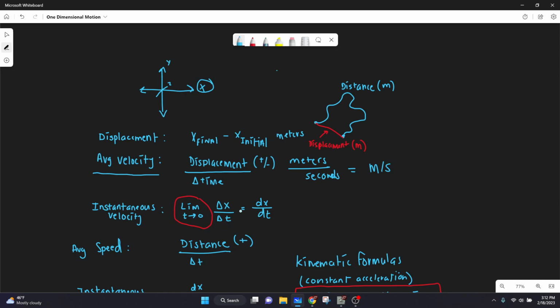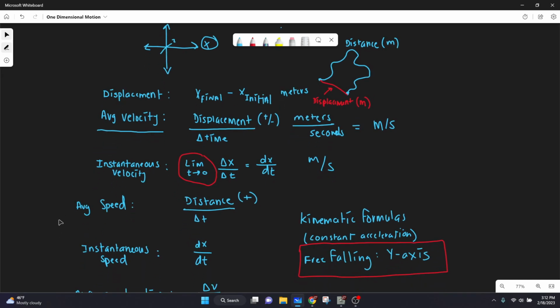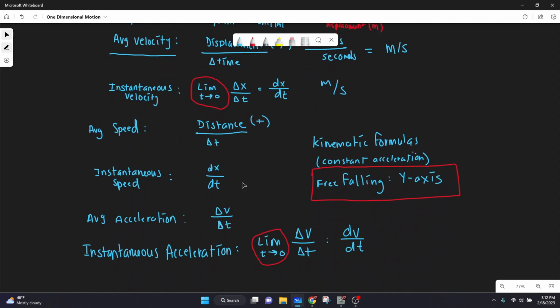And then instantaneous velocity would be meters per second as well, right? Change in position over change in time, meters per second. Average speed is also meters per second, but it can never go negative. Instantaneous speed, meters per second. Average acceleration, however, will be different.